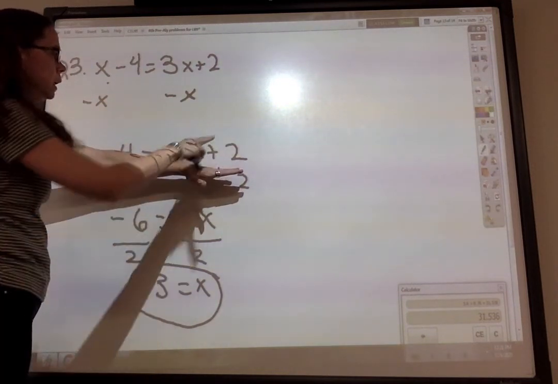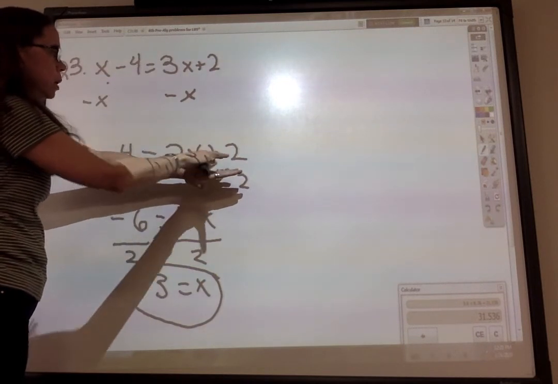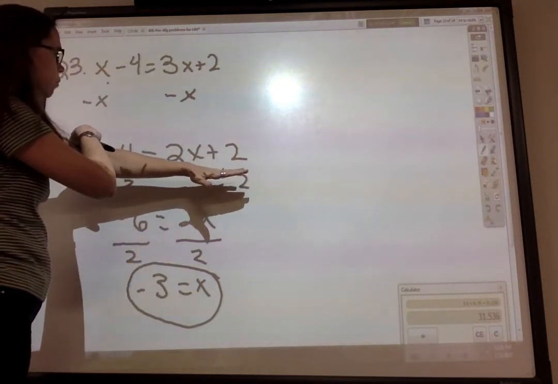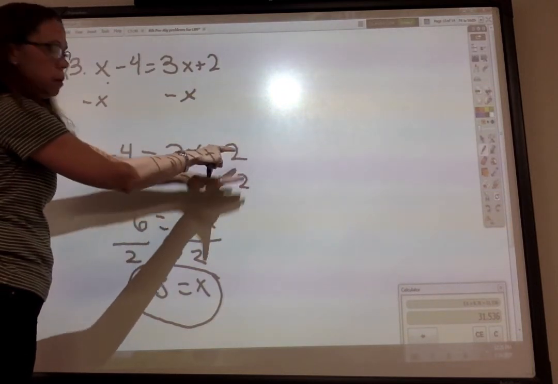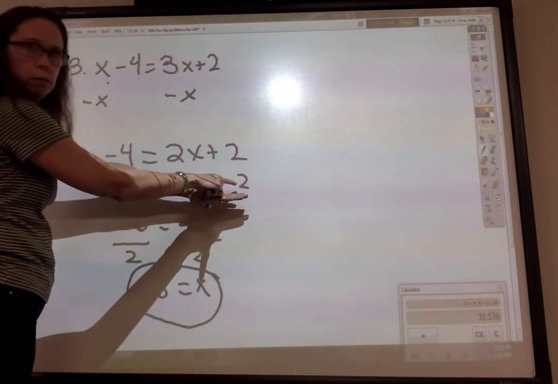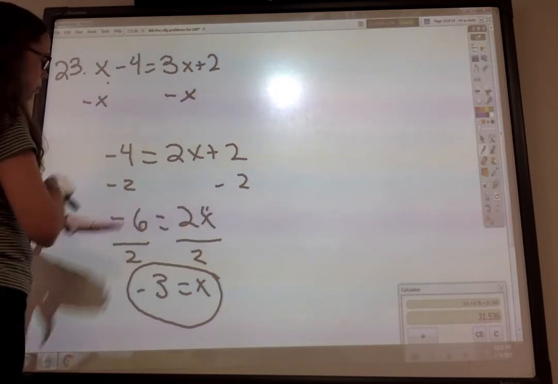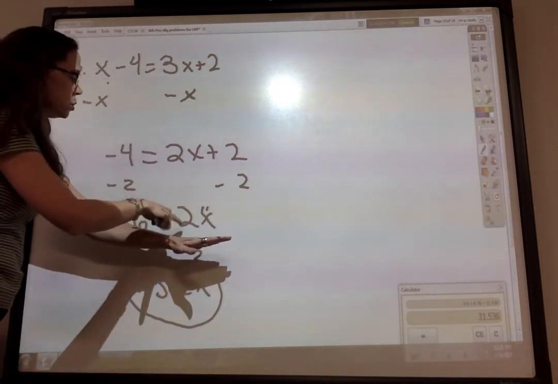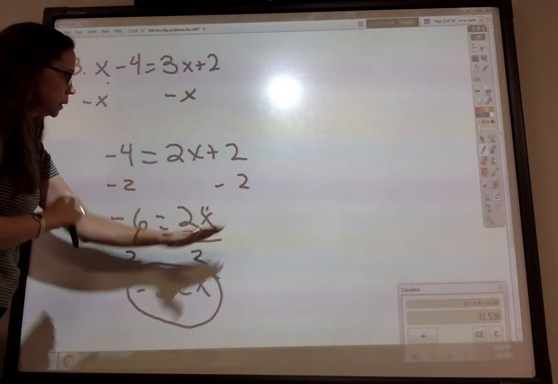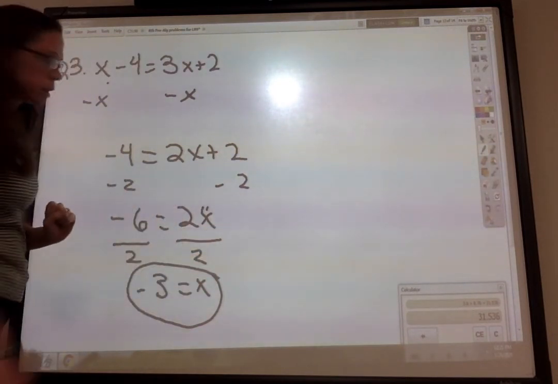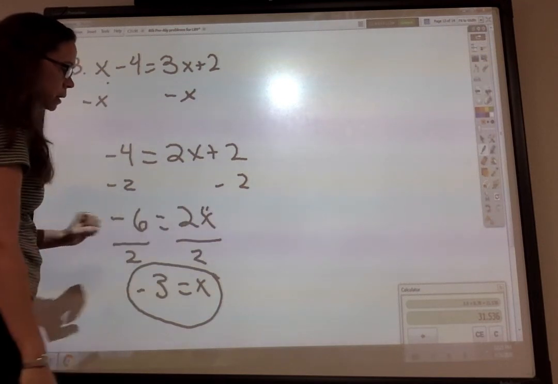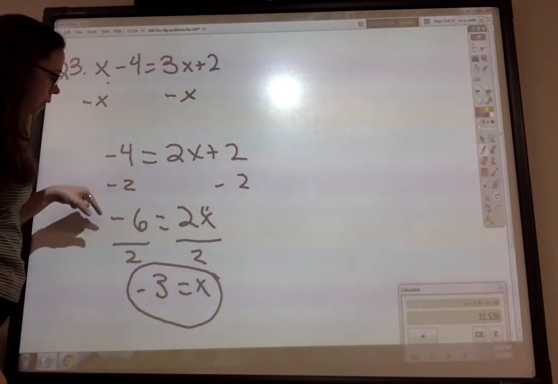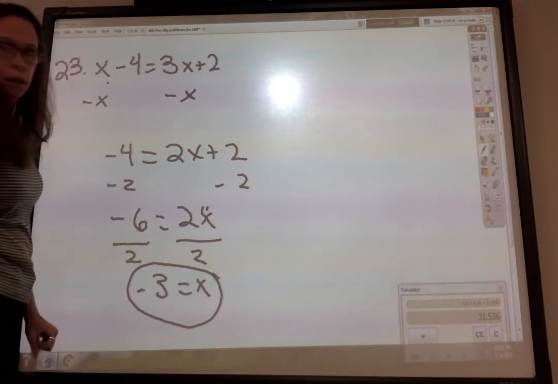Now I want my numbers together. So I'm going to take this positive 2, and I want to move it over here with this negative 4. So if I'm adding 2 here, I need to subtract 2 to move it. Subtract 2, subtract 2. So I end up with negative 6 equals 2x. Now I want x by itself. What's happening to x? X is being multiplied by 2, so I get it by itself by dividing by 2 on both sides. Negative 6 divided by 2 is negative 3.